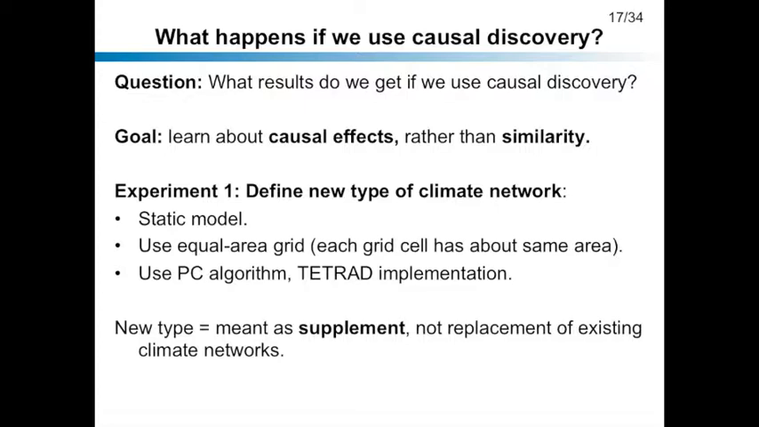So what happens if you use causal discovery? Our goal was to somehow learn about causal effects rather than similarity. And we had no idea what we would be getting. So our first experiment was, well, static models are always easier, so we start with a static model. And we used an equal area grid.